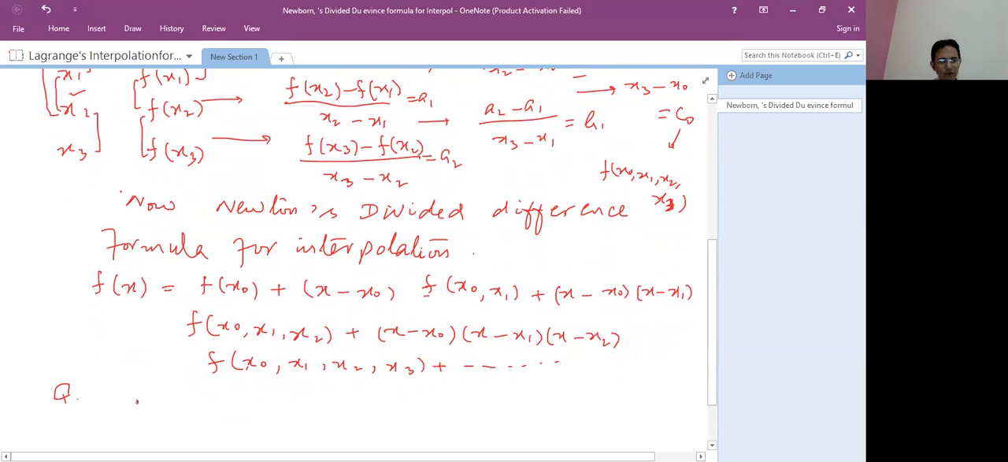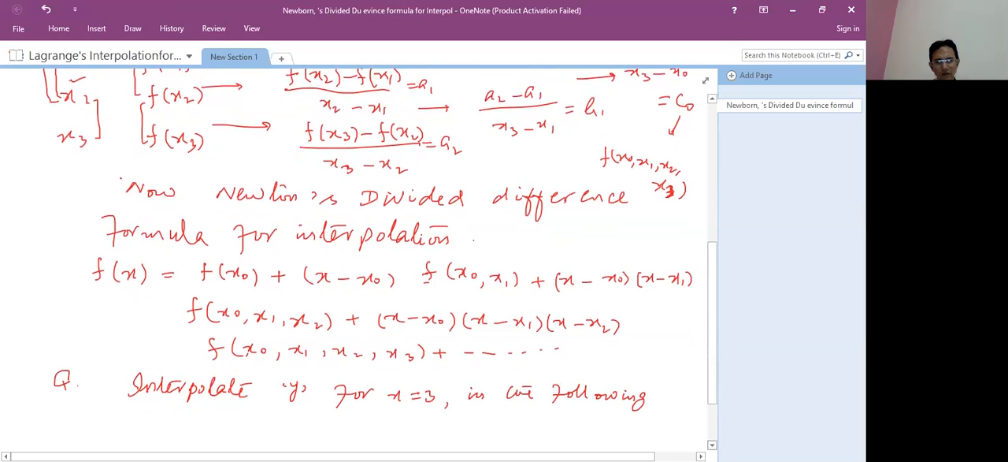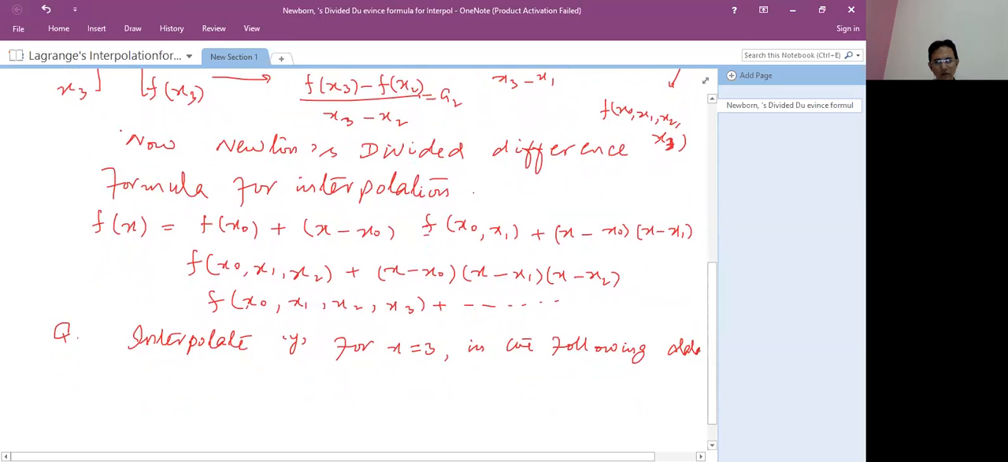So interpolate y for x equal to 3 in the following data by using Newton's divided difference formula.